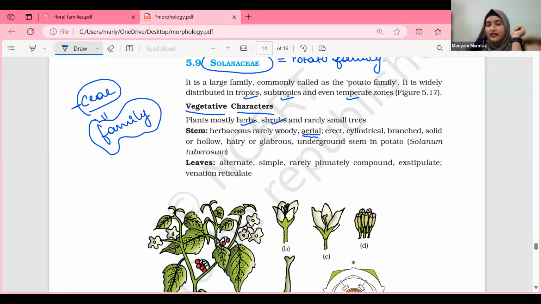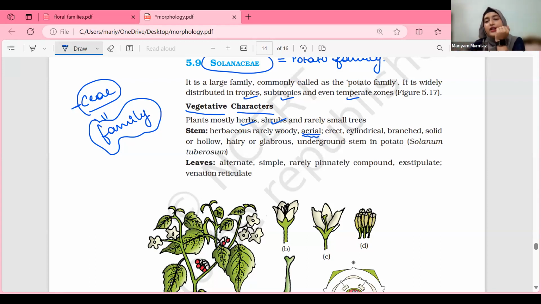Now, what do you mean by aerial? There is the word air in the name only. See, aerial is anything above the level of the ground. Meaning it is not under the ground. It is present above the level of the ground.